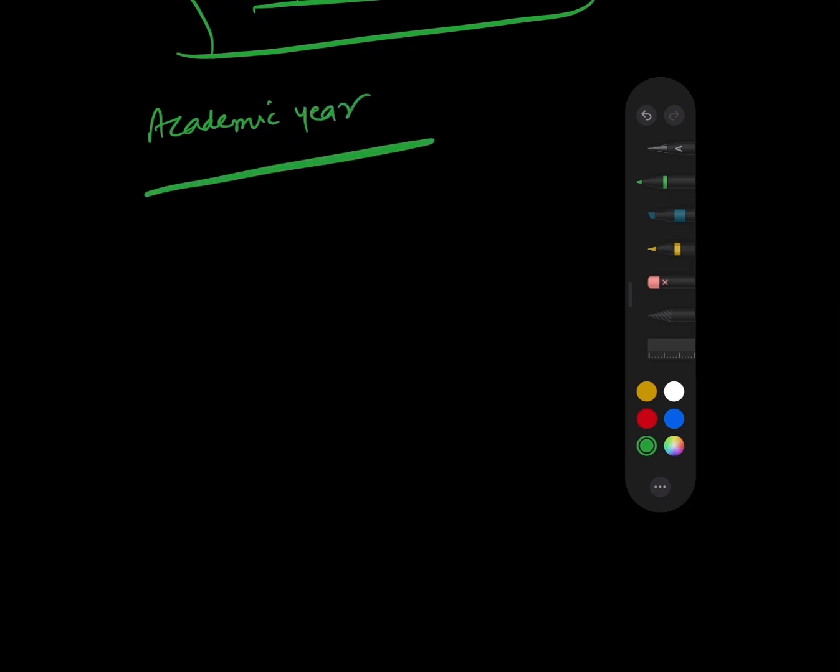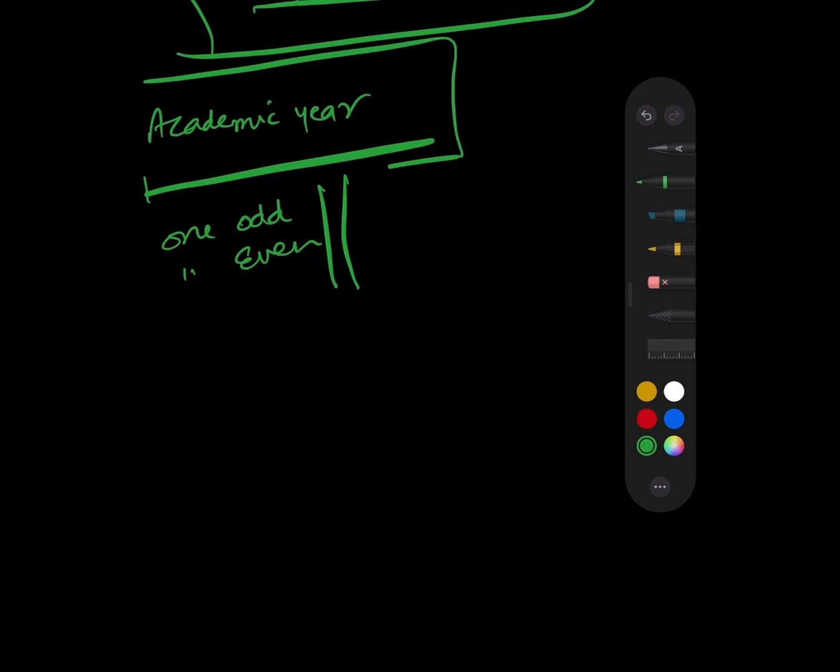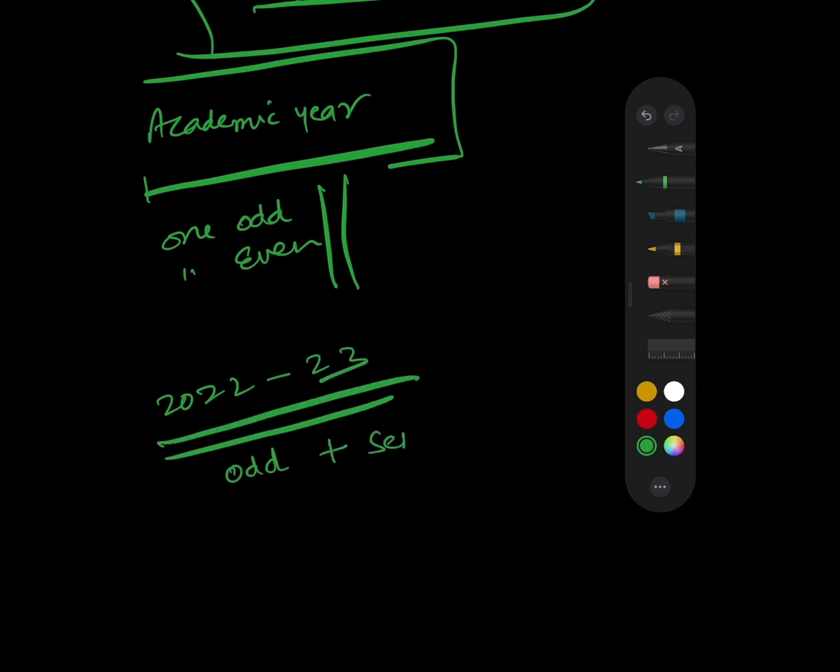So we use the word academic year. So what is basically this academic year? Academic year is two consecutive semesters, and these consecutive semesters are one odd and one even semester. So one odd plus one even semester constitutes one academic year. You must know that when you say which academic year, for example, 22-23 academic year, the first semester is the odd semester, the second is the even semester. Odd plus even constitutes one academic year.